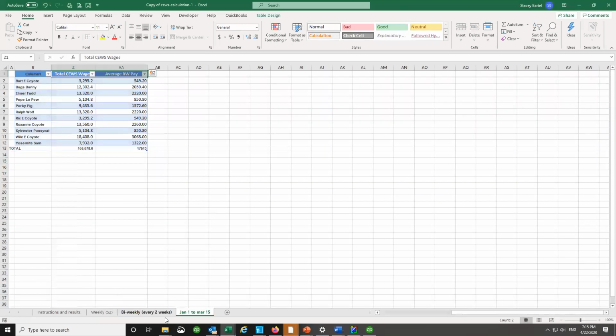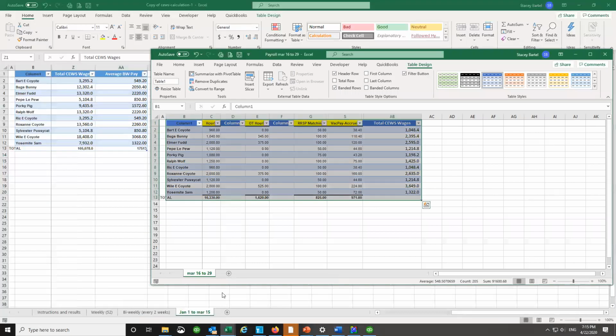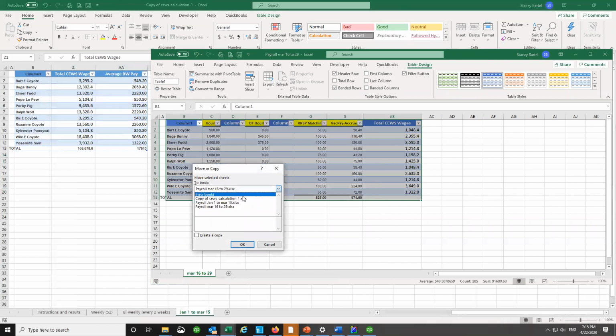So we move it over, now I don't need that spreadsheet. I'm gonna go over to this other one. This is the March 16th. We're gonna take that, we're gonna move or copy it. I'm going to move it back over to the CEWS sheet again, move it to the end.